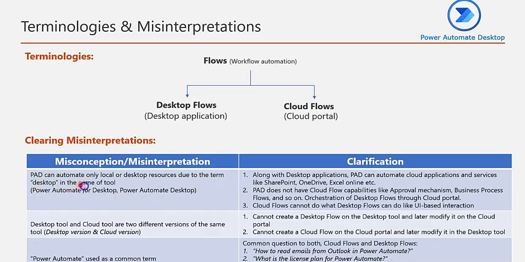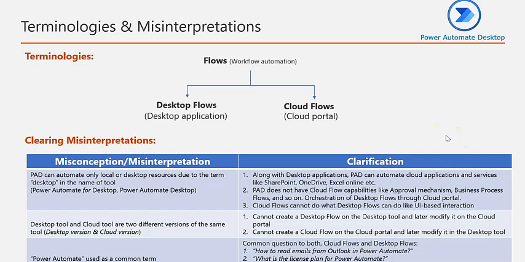PAD can automate only local or desktop resources, due to the term desktop in the name of the tool. That's a misconception, not a fact. So this is what people have been saying, that PAD is used only for automating local resources or desktop applications. No. Along with desktop applications, PAD can automate cloud applications and services also, like SharePoint, OneDrive, Excel Online, and so forth. Another clarification is PAD does not have cloud flow capabilities like approval mechanism.